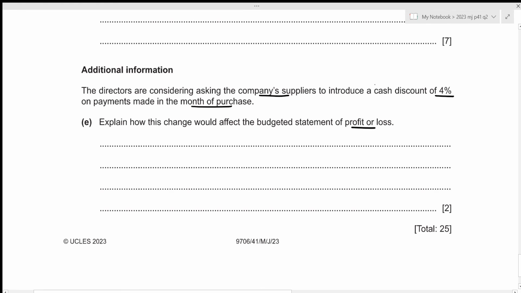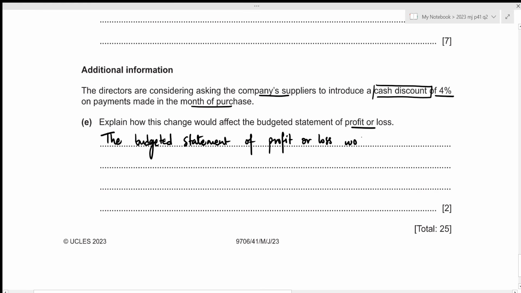Okay, so we're basically receiving this cash discount from suppliers. So these will be our discounts received, which means that the budgeted statement of profit or loss should include the discount received as an income. Let's write it down. The budgeted statement of profit or loss would then include an entry for discount received as an income.